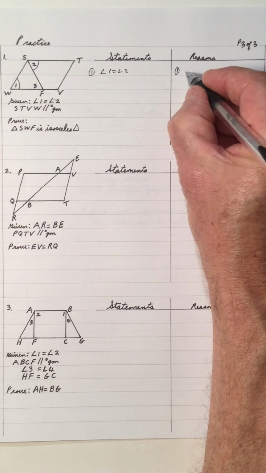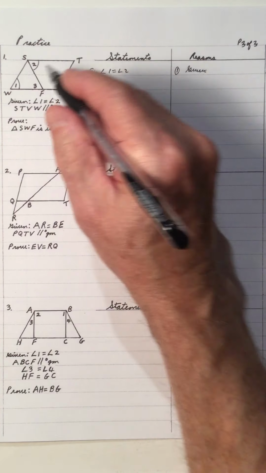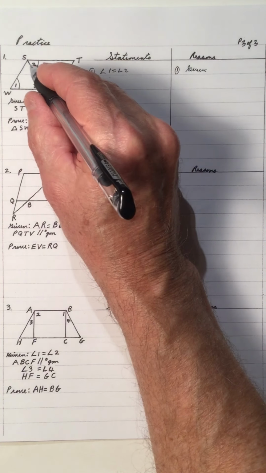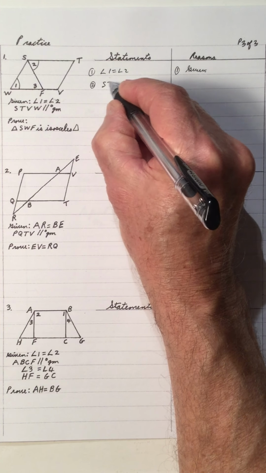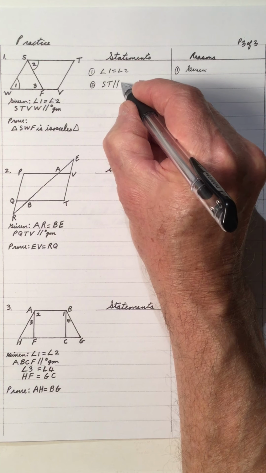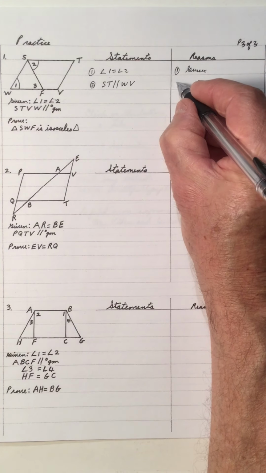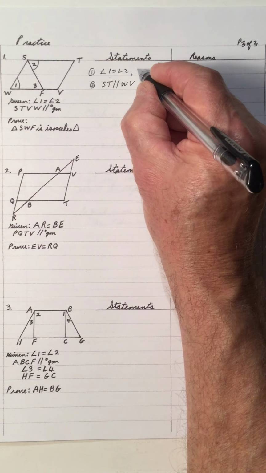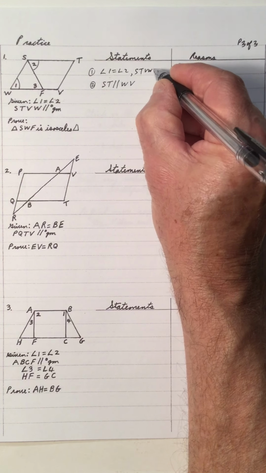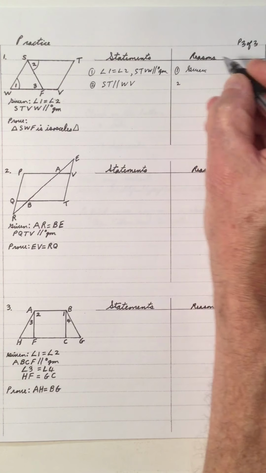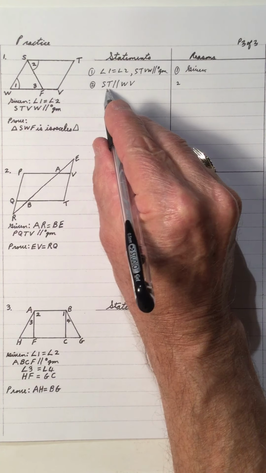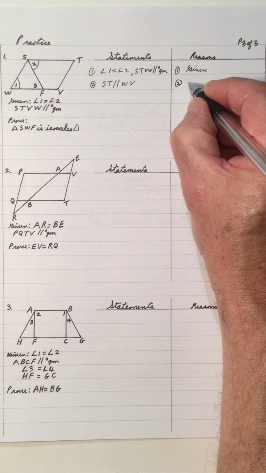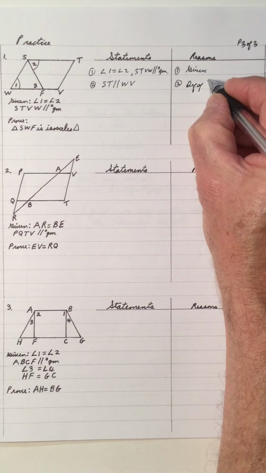Okay, so I have 1 equals 2, given. Now, can I get 2 equals 3? Well, ST is parallel to WV. Oh, I forgot to put STVW is a parallelogram, given. Because before I say parallel lines, I have to say that I have a parallelogram. Now I can say definition of a parallelogram.